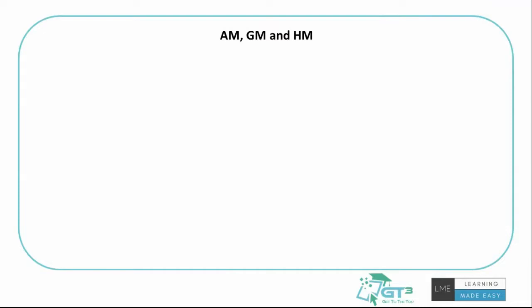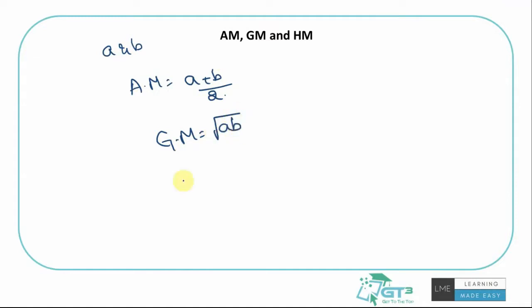So arithmetic mean, geometric mean and harmonic mean, we do have a relationship between all three of them. If I am talking about A and B as two numbers, what is the arithmetic mean of A and B? A plus B by 2. What is geometric mean? Square root of AB. And what is harmonic mean? If you remember, it is 2AB by A plus B.